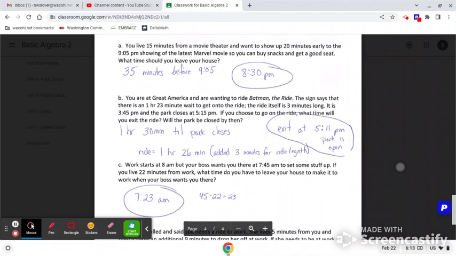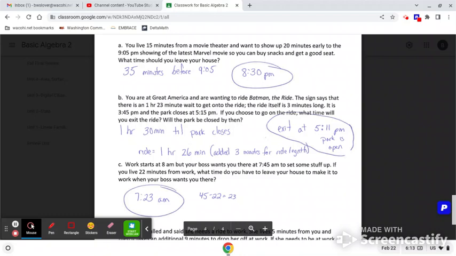So now the very last part. Now we're going to move away from work and look at other scenarios with elapsed time. So you live 15 minutes from a movie theater and you want to show up 20 minutes early to the 9:05 showing of the latest Marvel movie so you can buy snacks and get a good seat. What time should you leave your house?